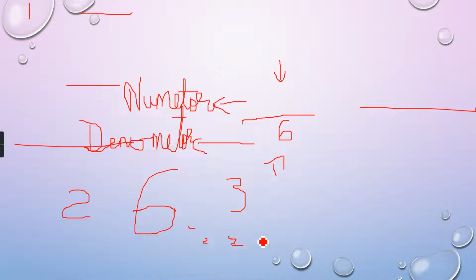Okay. So I am getting 2 parts. So the number of parts you are getting is known as the numerator, and we write the numerator above the line. So as simple as that. 2 upon 6 pizza.